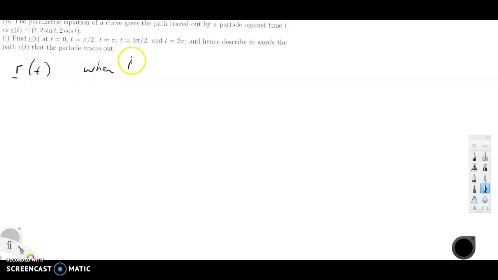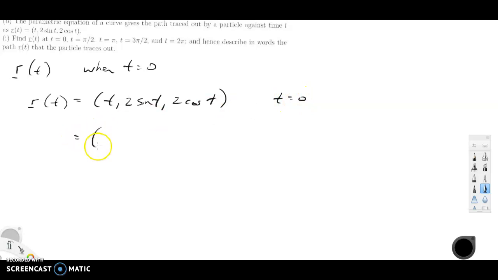when t equals 0, that's going to be given by t, 2 sine t and 2 cos t. Right, so t is going to be equal to 0, so we have 0 there, 2 sine 0 there, and 2 cos 0 there.